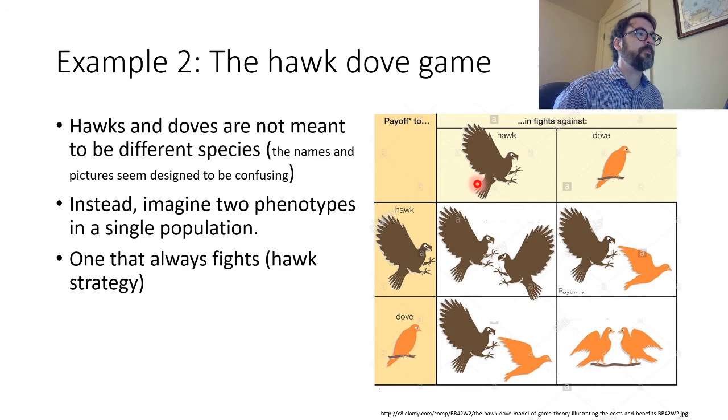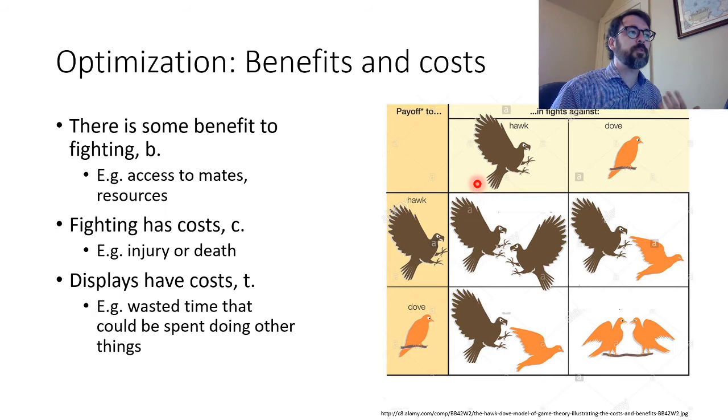Right, and then there's some benefit to fighting, which we usually define as B, sometimes V for victory, which could be access to mates or food or a territory, it doesn't matter. It's some benefit in evolutionary context that gives you increased fitness, increased survival, increased reproduction. Fighting also has costs in terms of potentially reducing your survival and ability to reproduce, right? Injury or death is potentially going to impose a fitness cost on you. And then often you could imagine that displays have costs as well, right? So you waste time singing a song or doing a dance that you could have spent doing other things. It might take longer to do a display, who knows what.